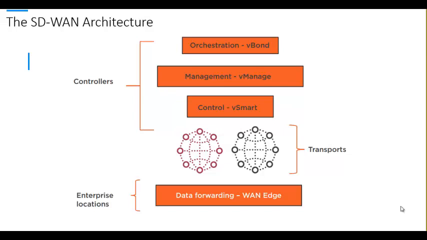So I want to quickly revise a few things, and then we'll get into the new portions. It's a distributed architecture, SD-WAN, and we have an orchestrator, vBond, NMS, vManage, the control plane, the vSmart, the data plane, which is a WAN edge. In between, we have a transport using which the WAN edges can communicate.